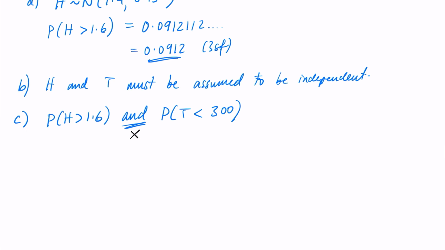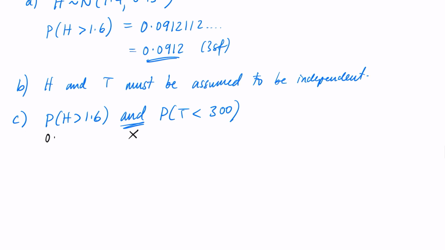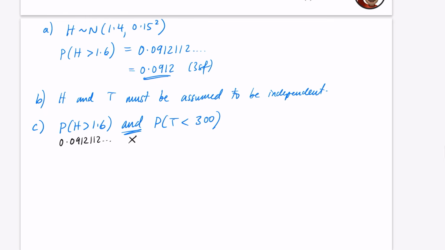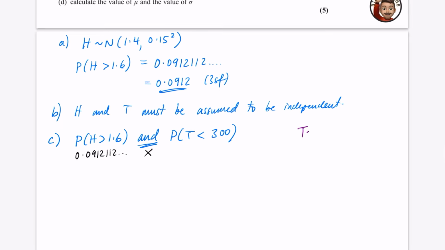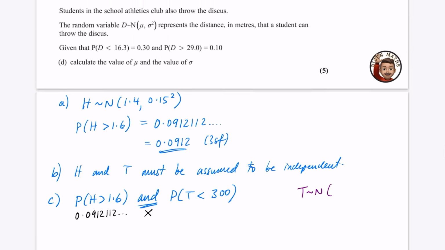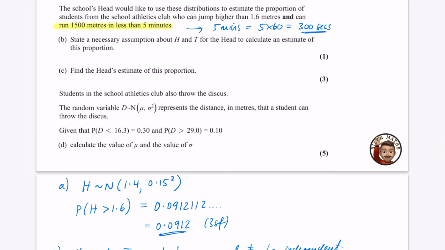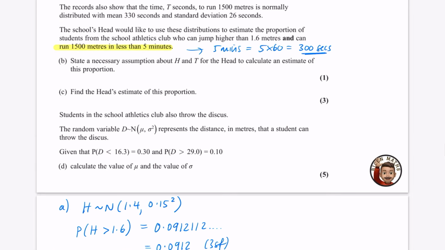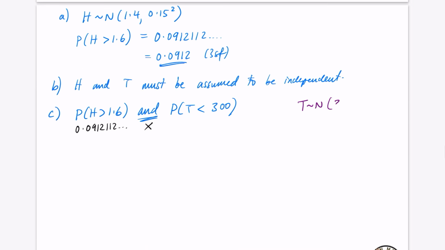Well, I've already got the greater than 1.6. It's the 0.09121112 part. I'm just going to now figure out what this thing here is. Maybe I'll just do that to the side of the page. So they've told us that T has a normal distribution with the mean of 330 and a standard deviation of 26. I'm just reading it here. So a mean of 330 and a standard deviation of 26 seconds.